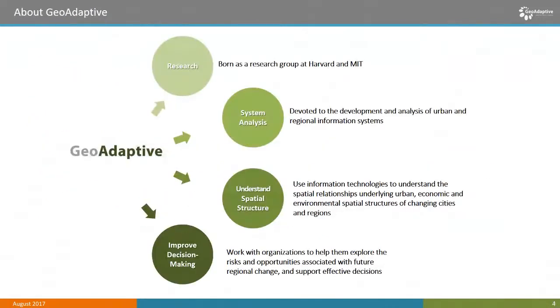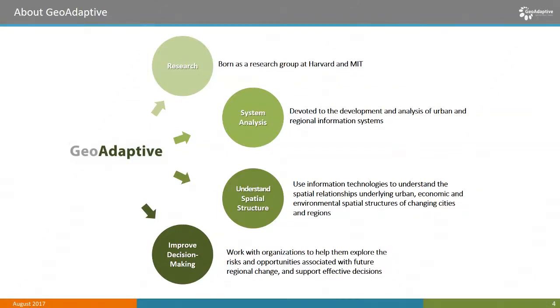A little bit about GeoAdaptive. We were born as a research group out of Harvard and MIT. The principal of our company, Juan Carlos Vargas, was teaching in the DUSP Department of Urban Studies and Planning. And his research group was working on some conservation issues, actually. And one of the participants in the call today, Steve Traxler, was kind enough to join us when we broke off, and he was one of our first clients, so we're glad to still be working with him and looking forward to it again in the future.